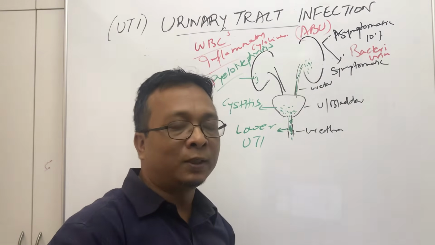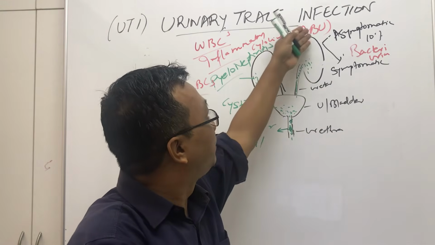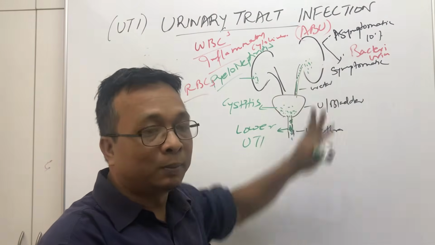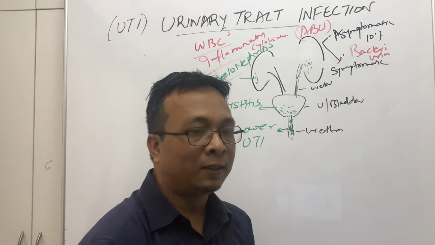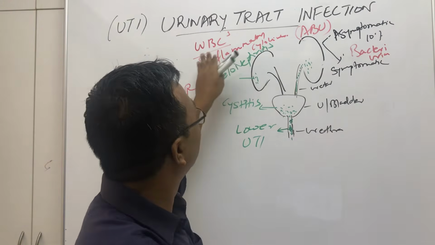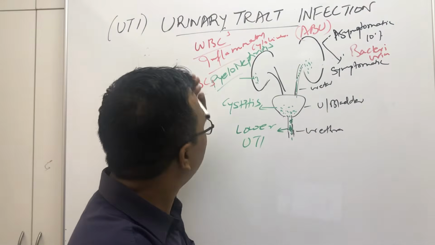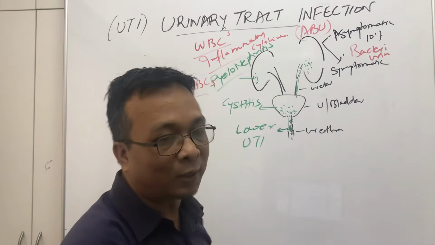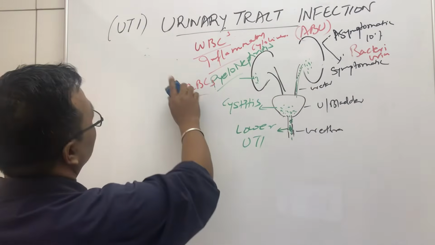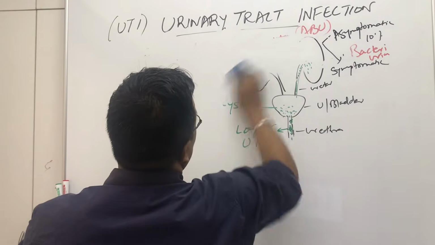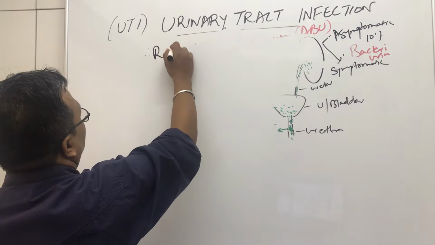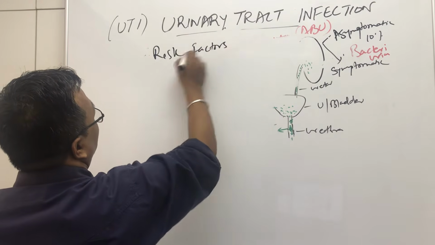So we divide UTI patients into ABU, asymptomatic bacteriuria, or symptomatic cases. Asymptomatic means most of the time they are accidentally discovered. They go for a checkup and the urine report shows heavy infection, with white blood cells, pus cells, or inflammatory cytokines present in the urine. Now let's understand the risk factors. What are the risk factors of UTI?